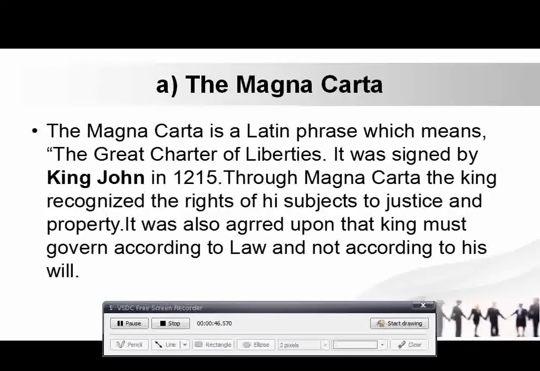The first one is the Magna Carta. The Magna Carta is a Latin phrase which means the Great Charter of Liberties. It was signed by King John in 1215. Through Magna Carta, the king recognized the rights of his subjects to justice and property. It was also agreed upon that the king must govern according to law and not according to his will.